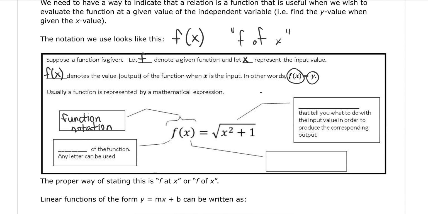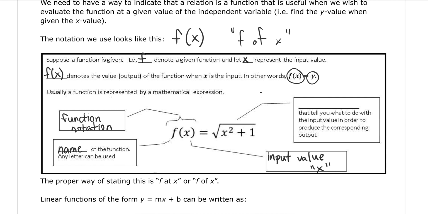How do you understand this? f is just the name of the function. It's not a number, it's just a label. You can call your function f, you can call it g, and any letter of the alphabet can be used. So on the left side you just have the function, a label, a name, and every function has an input value. That x is what we call the input value.